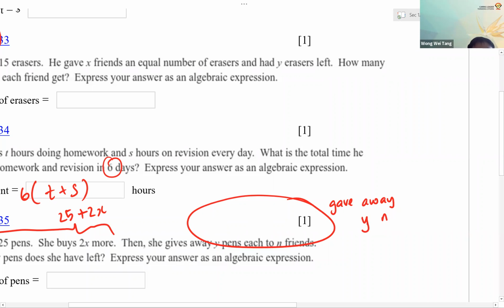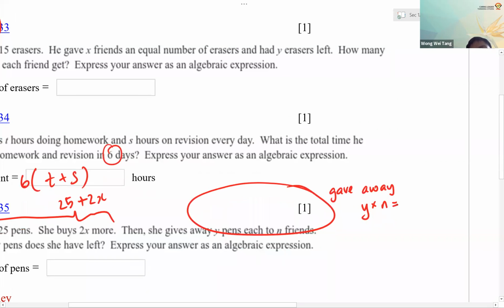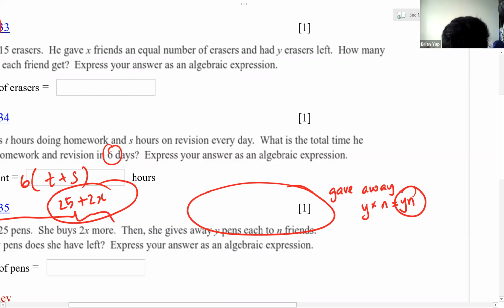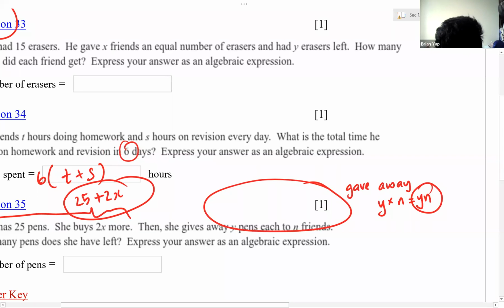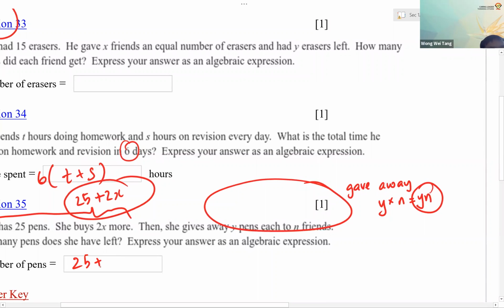She gave away y times n. But do we want to write it as y times n? No. Okay, so what do we want to write it as? Yn. Okay, very good. So she had 25 plus 2x, she gave away yn. So how many did she have left? 25 plus 2x minus yn. Excellent! 25 plus 2x minus yn.